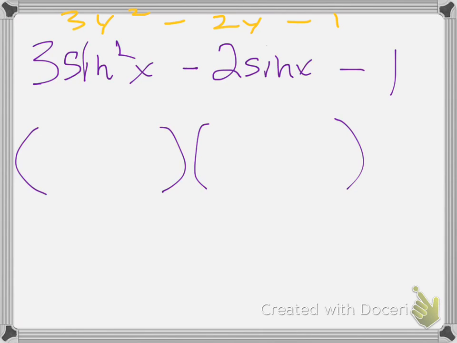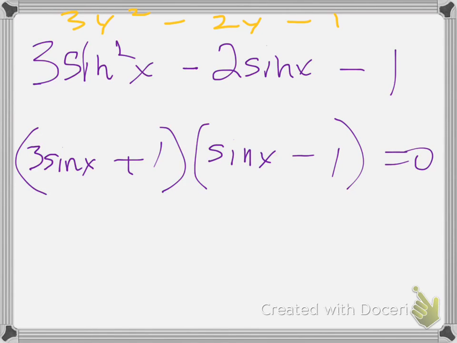All right. You got it, Tate? What'd you get? Well, let's give it a shot. I got 3 sine x plus 1 and sine x minus 1. That's correct. Right? And then if this were an equation scenario, we could set that equal to 0.